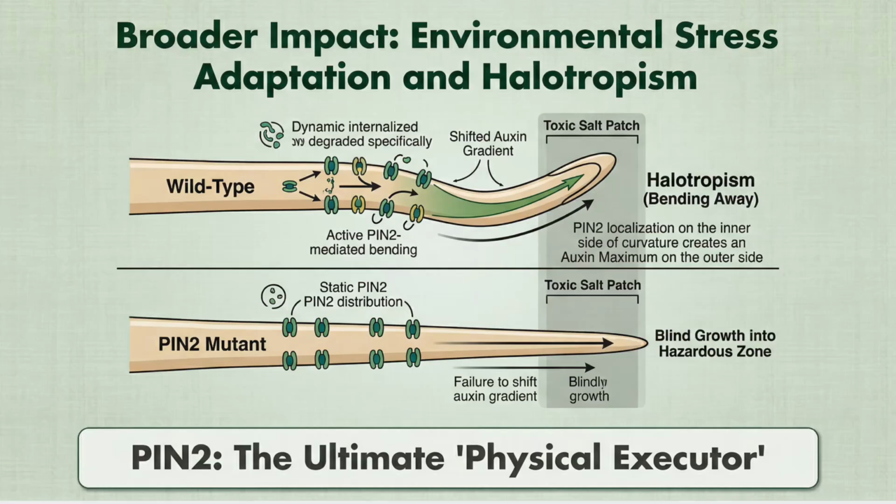The final slide ties mechanism to ecological outcome by comparing wild-type and PIN2 mutant roots in a toxic salt patch, and the schematic makes the difference obvious. Active PIN2 localization shifts the auxin maximum to bend roots away from danger, while static PIN2 distribution in mutants fails to shift the gradient, causing blind growth into hazardous zones and demonstrating PIN2's role as the physical executor of adaptive root steering.